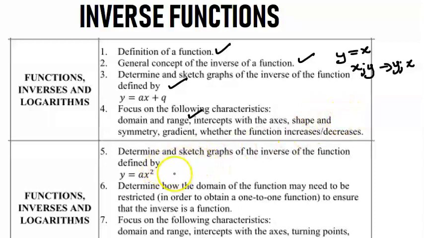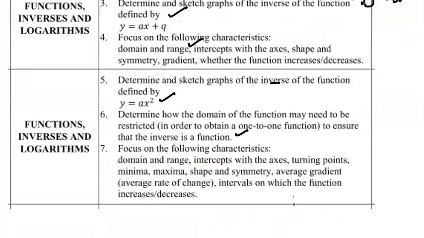So we're going to look at point 5 in today's video, and point 5 says: determine and sketch the graphs of the inverse of the function defined by y equals ax squared. Determine how the domain of the function may need to be restricted in order to obtain a one-to-one function, to ensure that the inverse is a function. We're going to be looking at the concept of domain and range in functions and their inverses, intercepts with the axes, and so on.